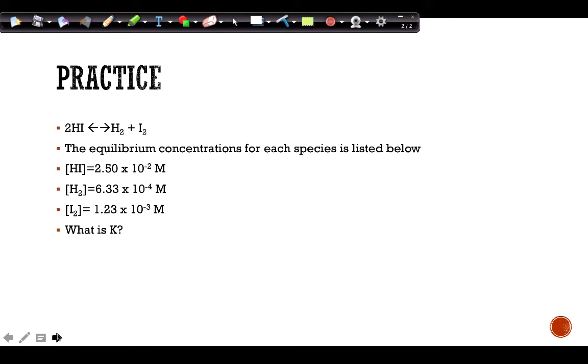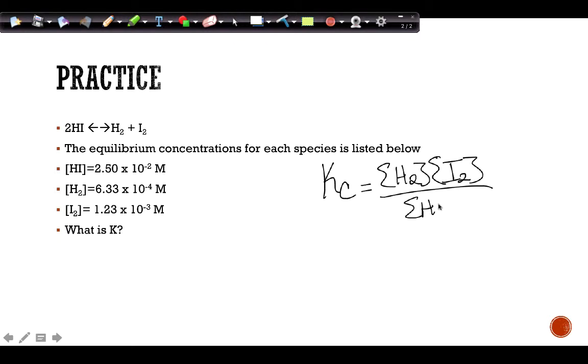All right, so let's do some practice problems. Okay, so it gives us the equilibrium concentrations for each thing, and then it's asking for the K value. All right, so the first thing I'm going to do, I'm going to write out the K expression. So the Kc is equal to products over reactants. So H2 to the power of 1 times I2 to the power of 1 divided by HI to the power of 2.